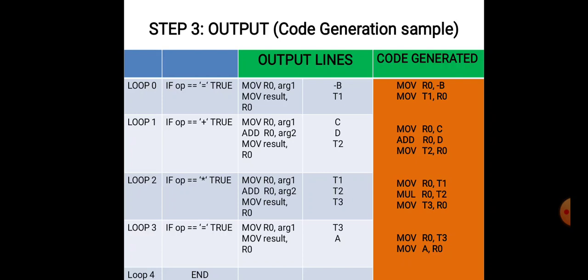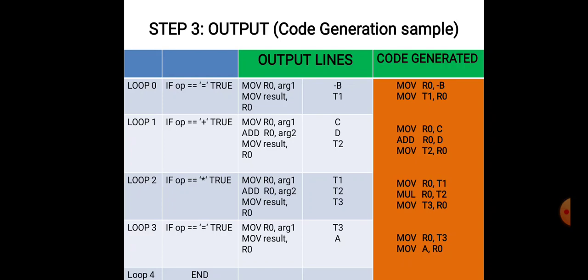Here argument 1 means t1, so move t1 value to or not, multiply t2 value with the value of or not, and the resultant value will be in or not. This or not will move to the resultant variable t3. So t3 will have the multiplied value.